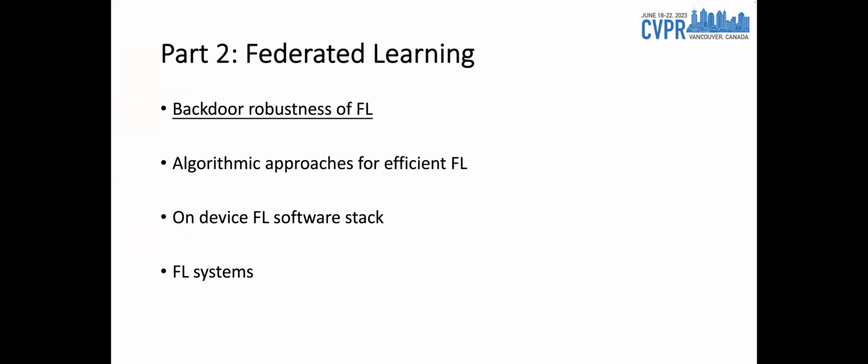Awesome. All right, so this will be the last part of this tutorial, basically the second half of part 2, the federated learning part. I will cover a few specific topics: backdoor robustness, which is a specific type of robustness of federated learning, algorithmic approaches for improving both computation and communication efficiency of federated learning, and also some of the on-device federated learning software stacks and federated learning systems. So, all right, let's dive right in.